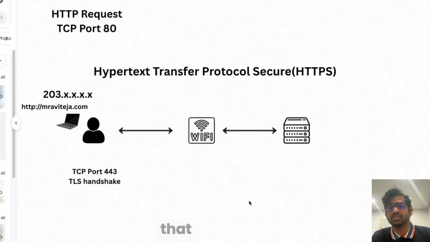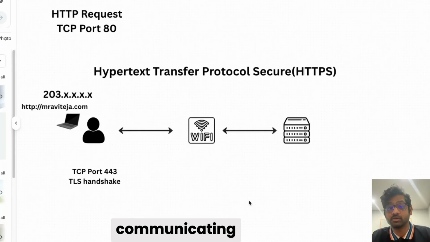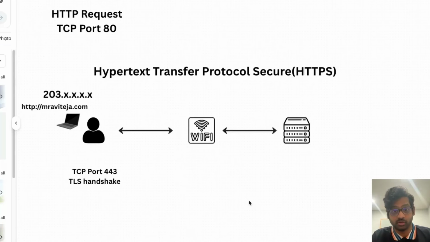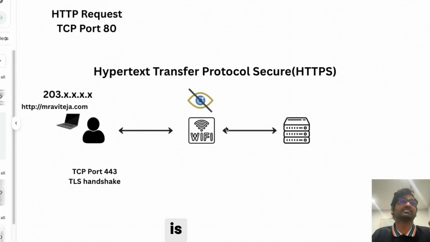HTTPS ensures that even if someone intercepts the network traffic, they cannot read or modify the data, and the browser can verify that it is actually communicating with the real server and not a fake one. This is why sensitive activities like online banking or shopping should always use HTTPS. Even if someone is using tools like Wireshark, they cannot actually see what's going on because it's already encrypted.